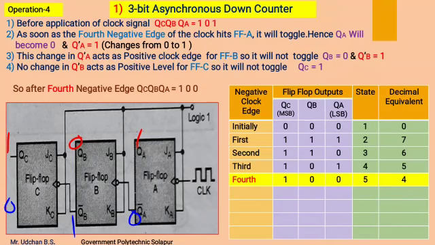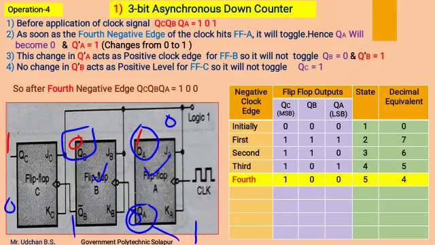Now as soon as the first negative edge is received, this flip-flop A will get toggled. This 1 will change to 0, and this 0 will change to 1. Now this 0 to 1 transition will give a positive edge to this flip-flop B, so it will not get toggled.